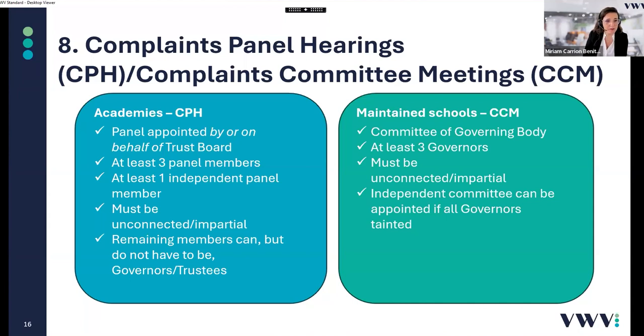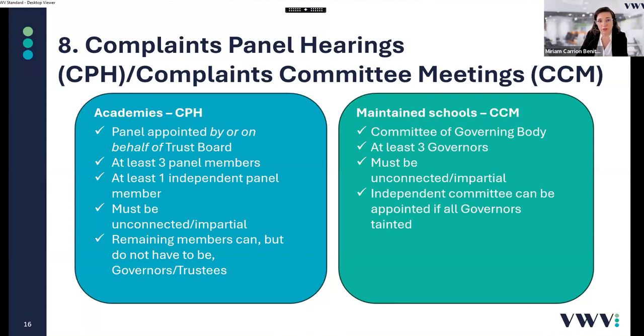All of the members of the panels must be unconnected and impartial, and that is because one of the fundamental principles of fairness is that there is no bias in the decision-making process. So they must not know the parents or have any potential conflict in relation to the parents of the child, the member of staff, and the subject matter of the complaint. Remaining members other than the independent panel member can be, but do not have to be, governors or trustees.